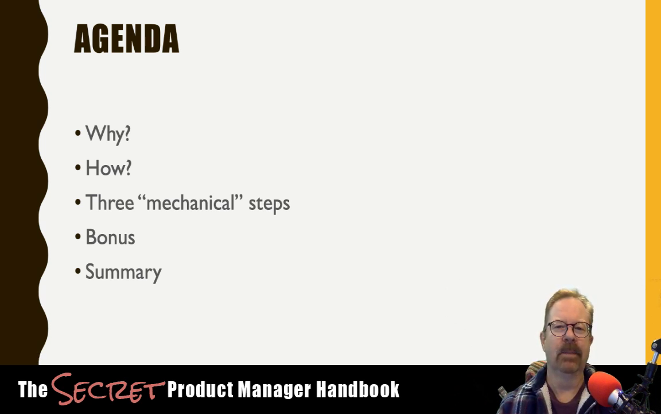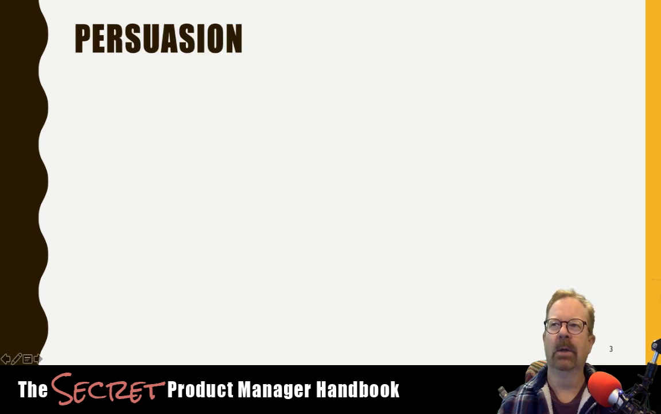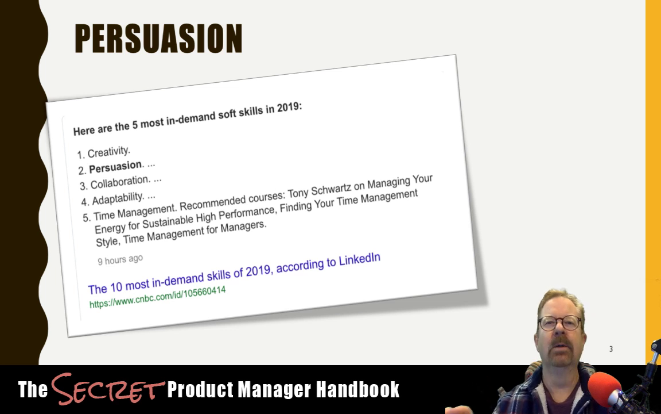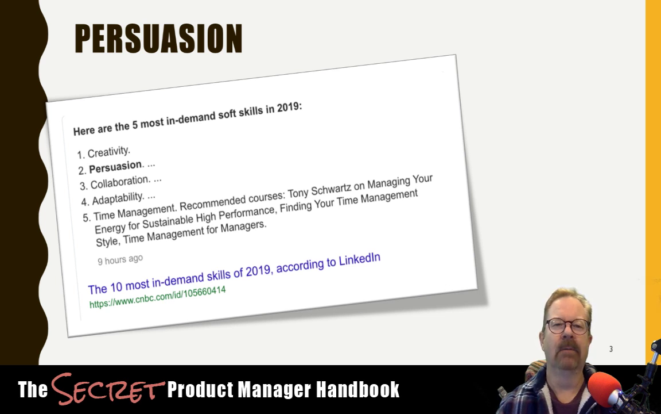But the bottom line is, why are we doing this? Well, persuasion is this really big thing right now. Everybody knows that the next really important, big, in-demand soft skill, as it says here, this is from some LinkedIn research, is, of the top 5, persuasion is one of them, basically.